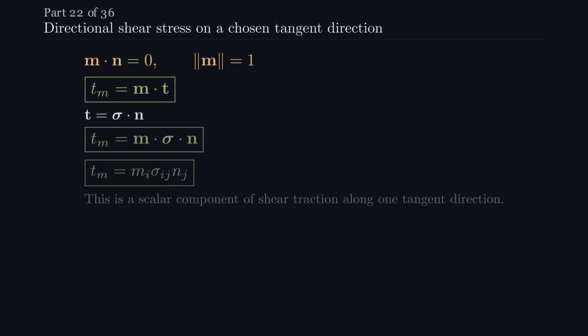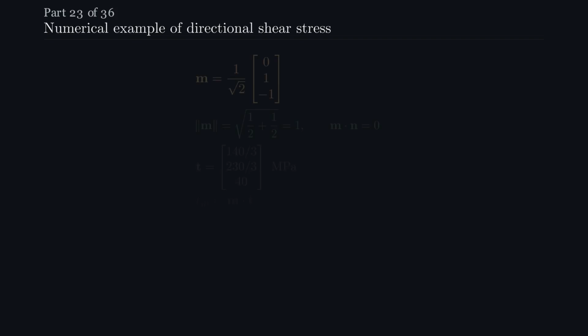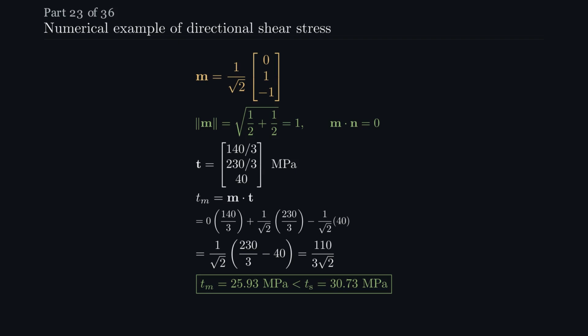Sometimes we do not want the full shear vector. We want the shear stress along a chosen unit tangent direction m. The tangent direction must be perpendicular to the plane normal and have unit length. The directional shear stress is m dot t, or equivalently m dot sigma dot n. Choose m equal to 1 over root 2 times (0, 1, -1). It is a unit vector and it is perpendicular to n. So it is a valid tangent direction. Taking m dot t gives 25.93 megapascals, which is less than the full shear magnitude.